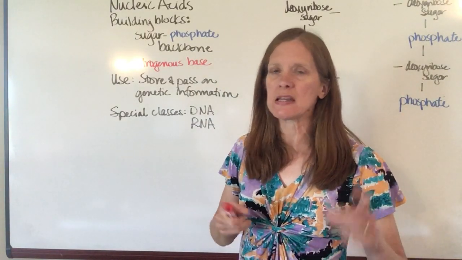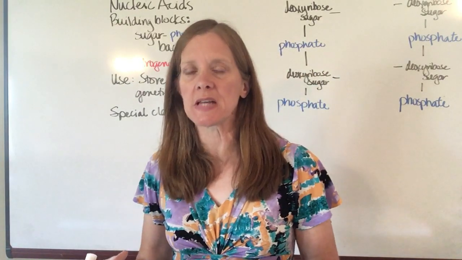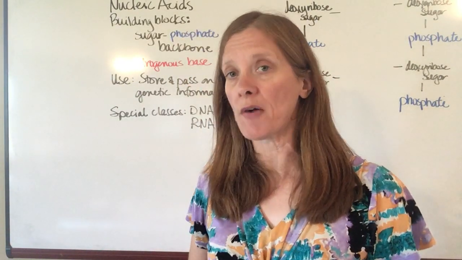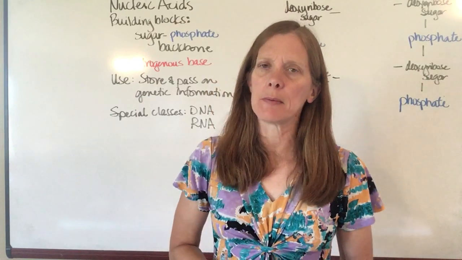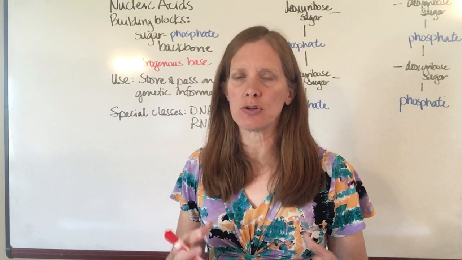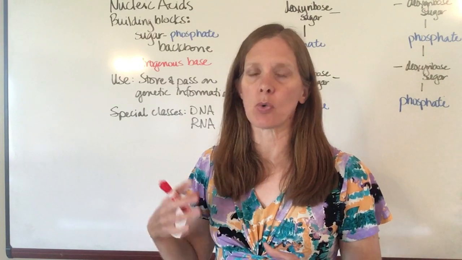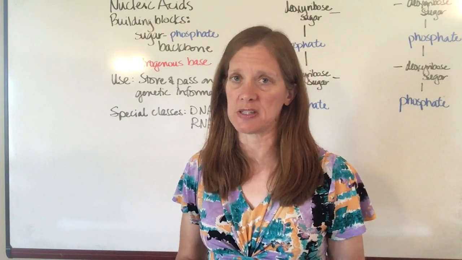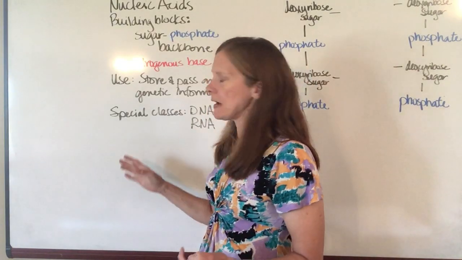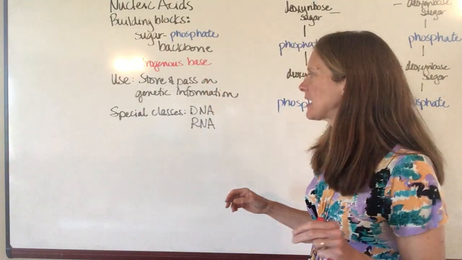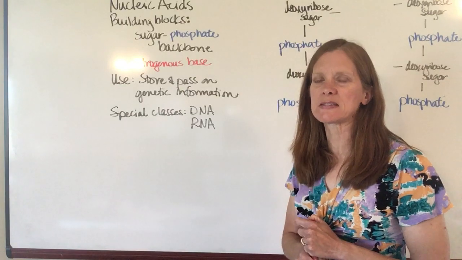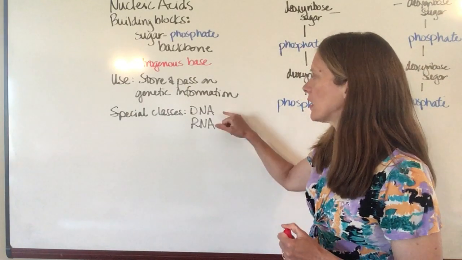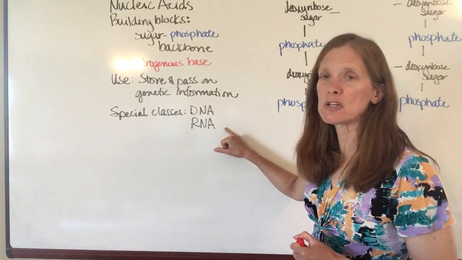So whenever any type of cell reproduces, it's got to pass on all of its genetics and characteristics to its offspring, because that contains all the information for how that new organism is going to function, how it's going to work, how it's going to appear, all the characteristics that it has. Okay. There are two specific classes of nucleic acids that we will be spending a lot of time talking about in the coming chapters. One is DNA and the other is RNA.